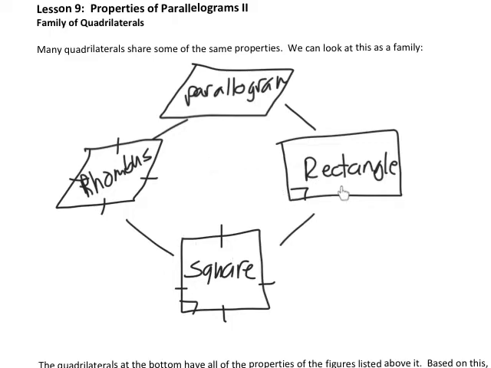The rectangle has the properties of a parallelogram, and the rhombus has the properties of a parallelogram. But not every rectangle is a rhombus, and not every rhombus is a rectangle. But every square is a rectangle and a rhombus.